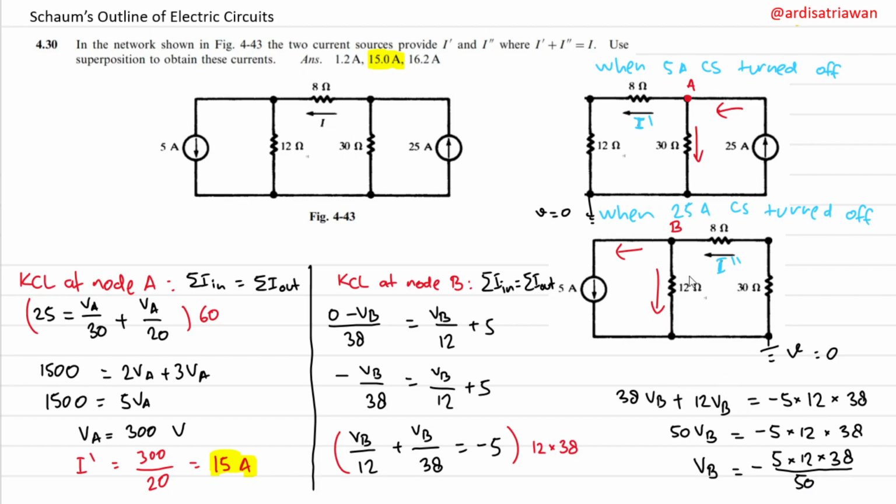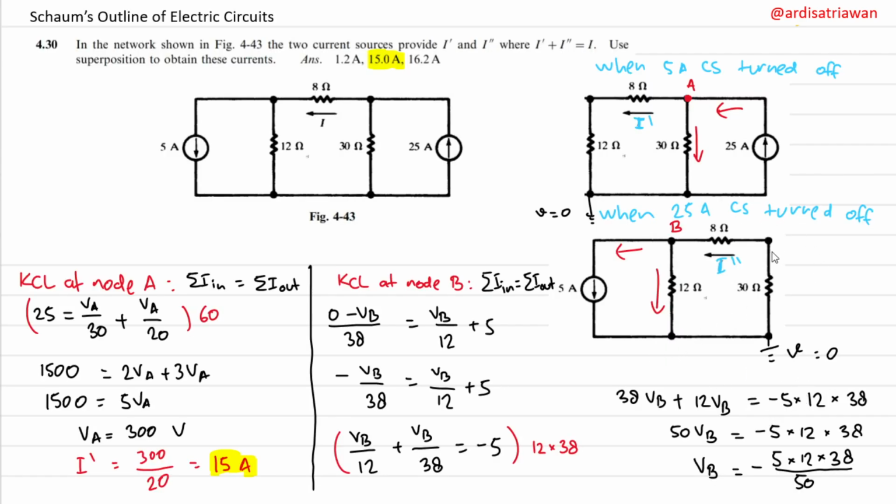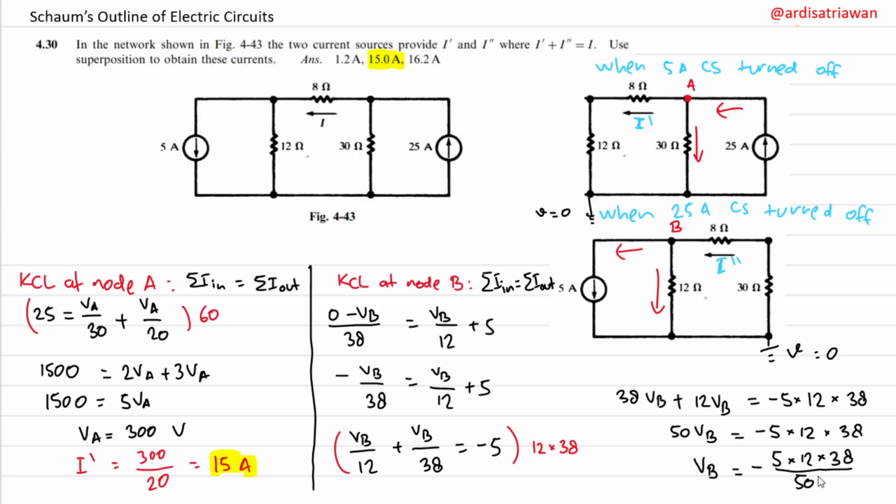Why? Because to find I double prime, maybe I need some space here, so I will have a new slide. To find I double prime, I will need to use Ohm's law here. So I double prime is equal to 0 minus VB divided by 30 plus 8, so 0 minus VB divided by 38. I can write this as minus 1 over 38 multiplied by VB. And our VB, what is our VB? Minus 1 over 38 multiplied by, our VB is this number here.